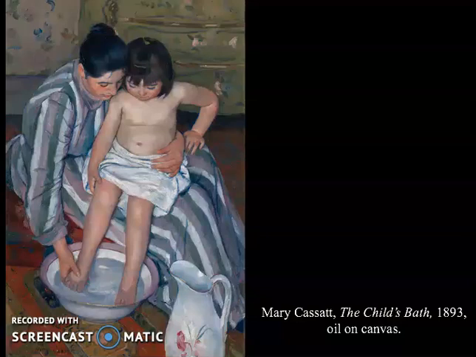This everyday bathing of a child, this moment that is not special but becomes special in her representation in the painting. Very gentle touch of a mother and protection of the child, this little chubby little girl.